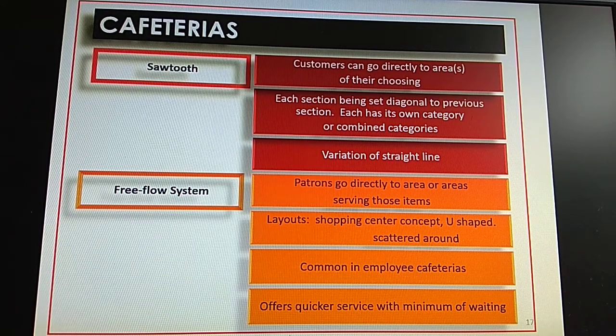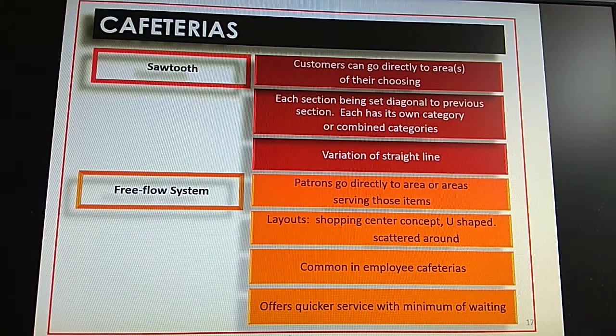And then in terms of free flow system, the fourth type of cafeteria style. Patrons go directly to the area or areas serving those items. As an example, the layouts will be a shopping center concept, a U shape, or scattered around. They don't have any particular arrangement. So in a free flow system, we can go to any stalls, any areas of the food. As an example, we can go to the appetizer area, we can go to the main course area. There is no particular flow over there, and we can just pick up the food and go directly to the payment counter to do our payment.